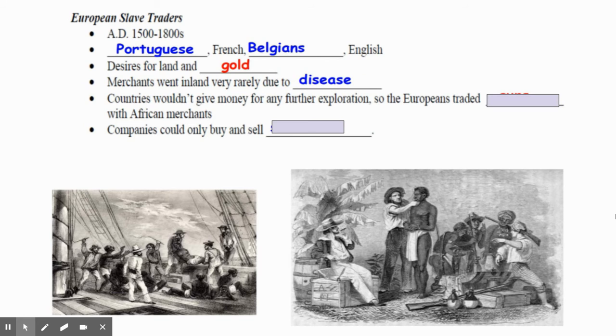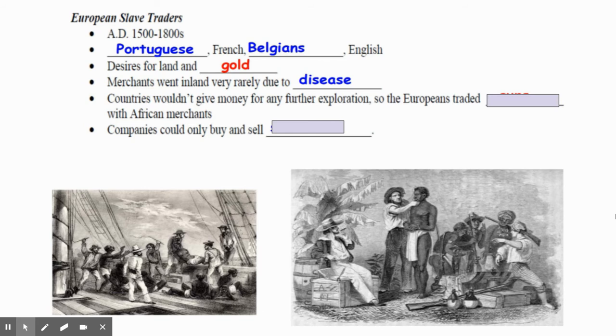Merchants, as far as going inland into the continent of Africa, rarely did so because they were afraid of disease, but they were also unaware of what lingered inside. Years ago, there was a book called Heart of Darkness, and it talked about the region of the Congo River and how many Europeans were just really scared because of the thick jungles and the fact that they didn't know some of the routes. So instead, they hired others to go in and do the dirty work of getting the slaves to come back.